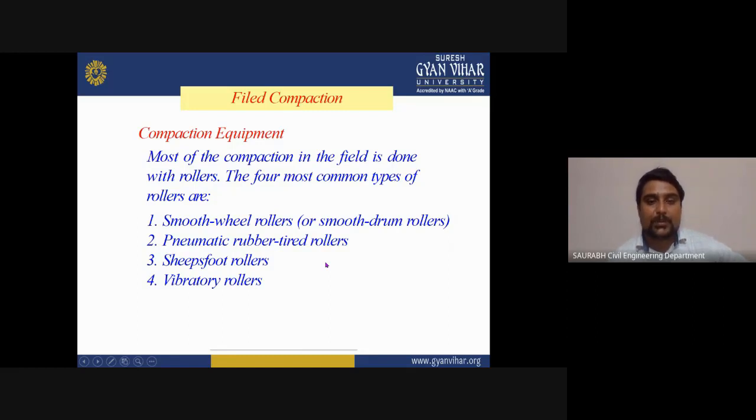Most of the compaction in the field is done with a roller. The four most common types of roller are: first, the smooth wheel roller, the pneumatic rubber tire roller, sheepsfoot roller, and vibrating roller. These rollers can compact the soil very well, and they can also increase the bearing capacity of soil.